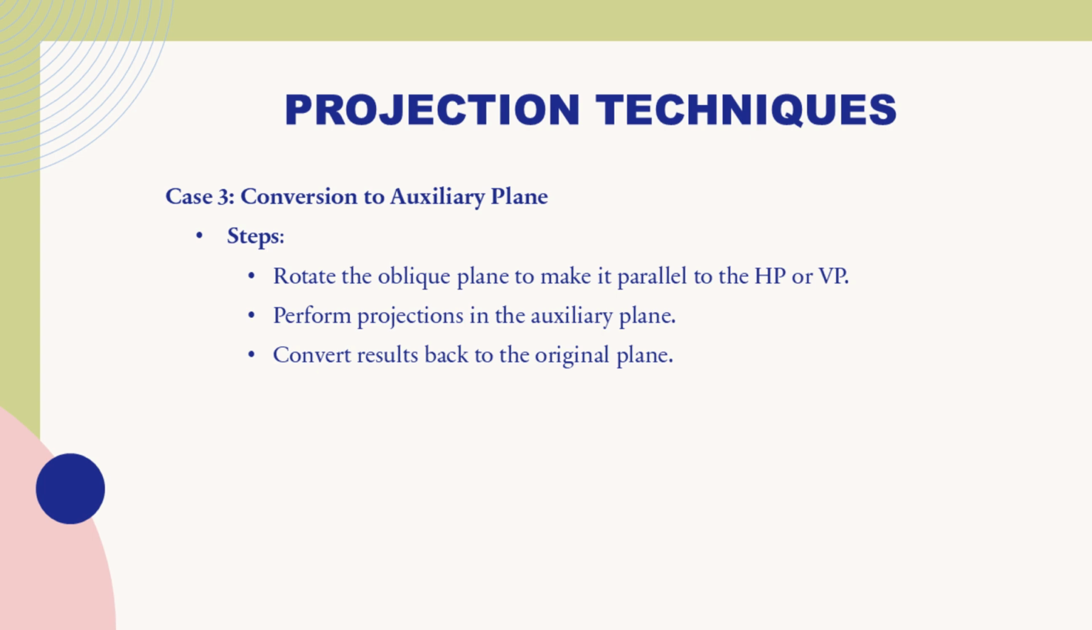The conversion to an auxiliary plane is a powerful technique in engineering graphics. Begin by rotating the oblique plane to make it parallel to the horizontal or vertical plane. Perform your projections in this simplified auxiliary plane. Then carefully convert the results back to the original plane's orientation. This method simplifies the representation of complex geometric configurations.